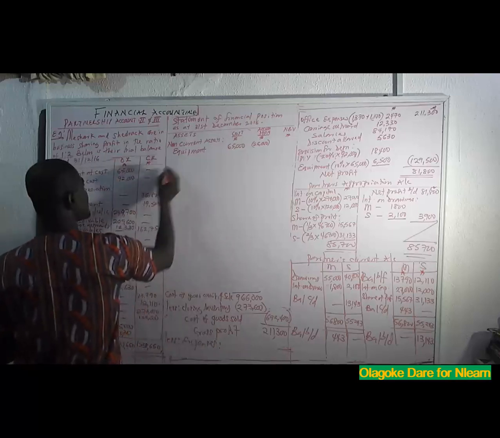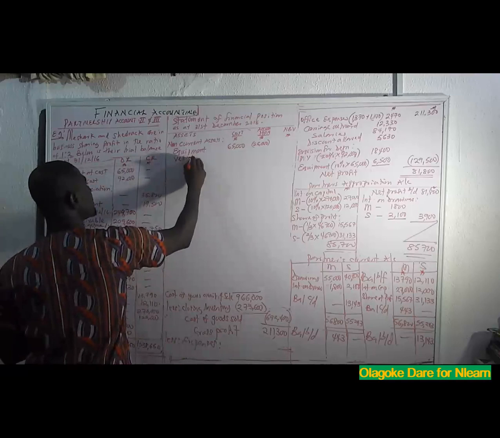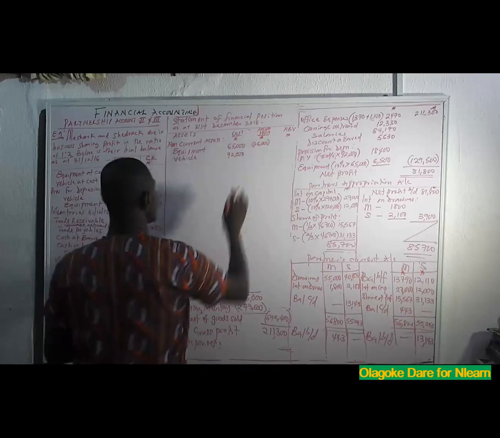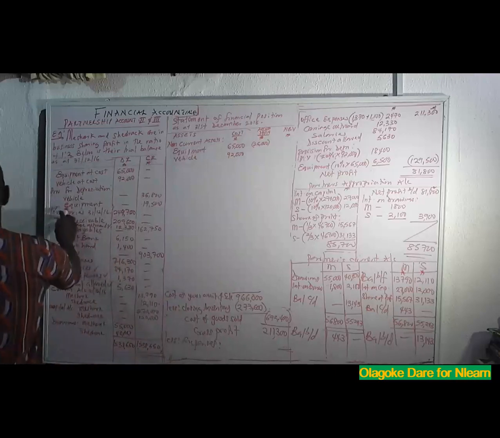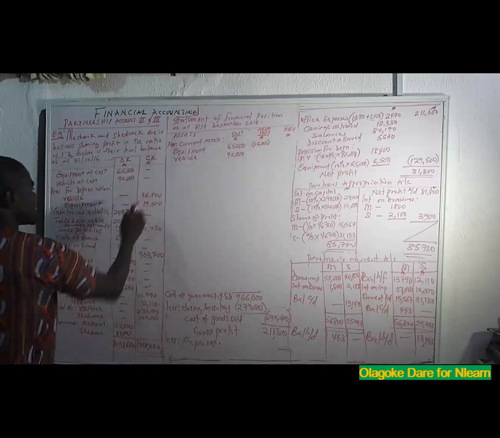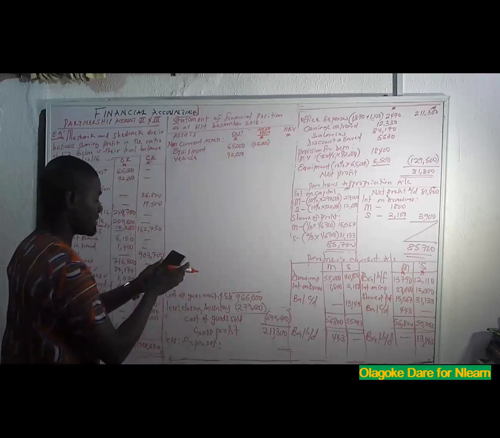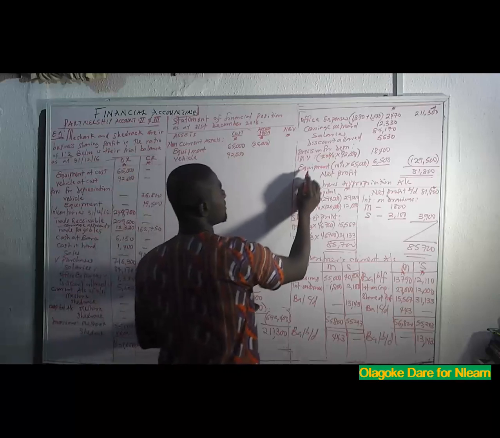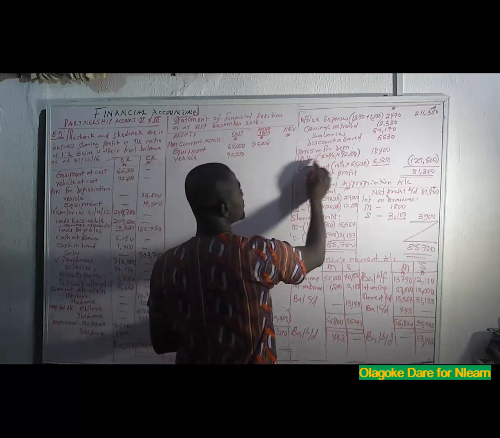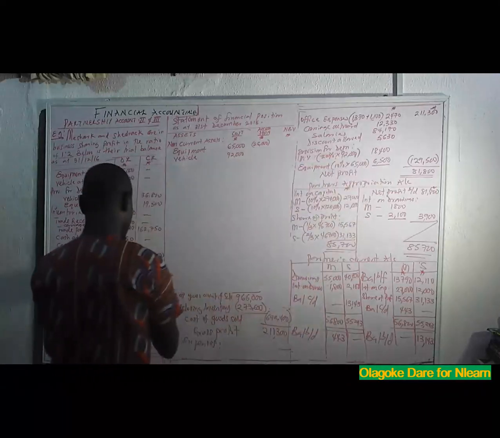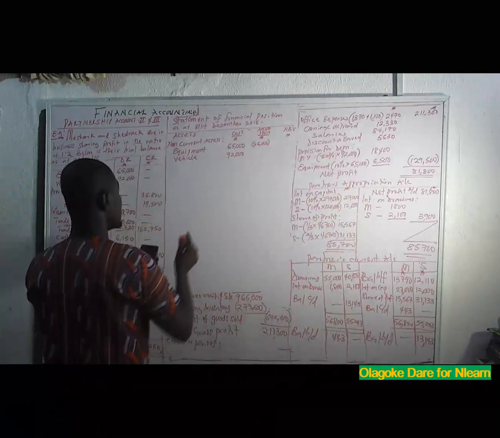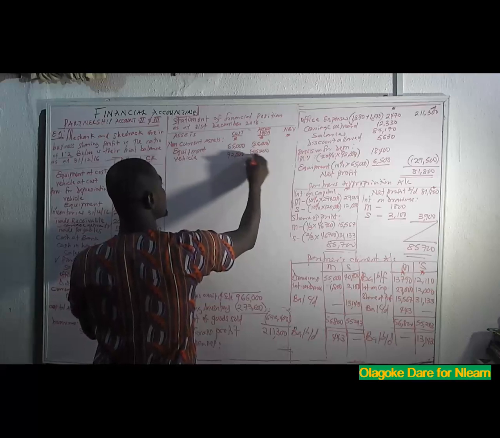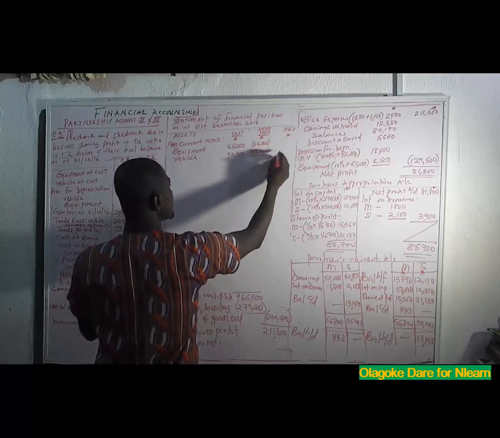I'll do the same thing for the vehicle. The cost is 92,000. How do I get my accumulated depreciation? My provision for depreciation for the vehicle is 36,800. I will add it to the depreciation for the year on motor vehicle, 18,400. So what I have here is 55,200. If I deduct this, I'll have the net book value.